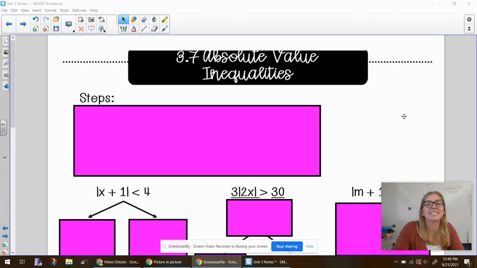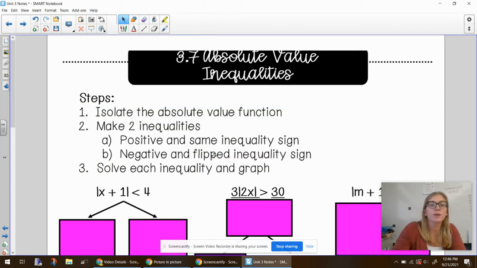Hi everybody, I'm Miss Cooksey and today we're going to talk about absolute value inequalities. These are going to be very similar to absolute value equations with one extra step. Let's get started. So here are our steps.